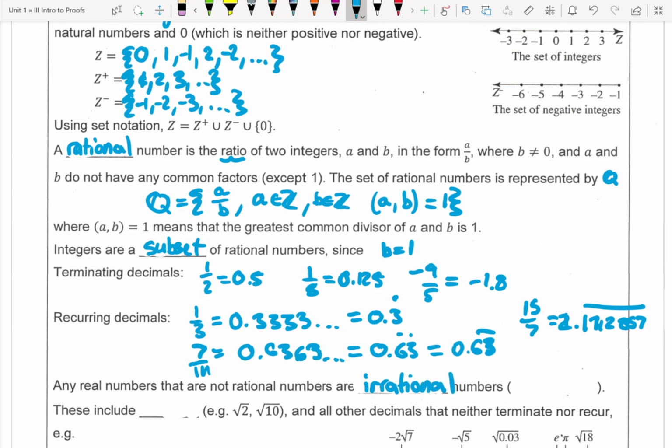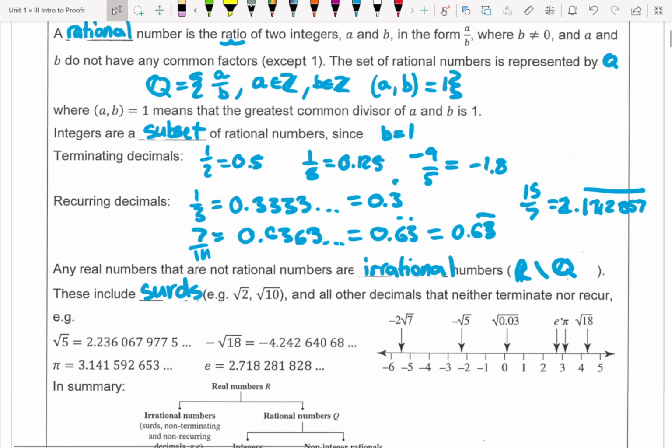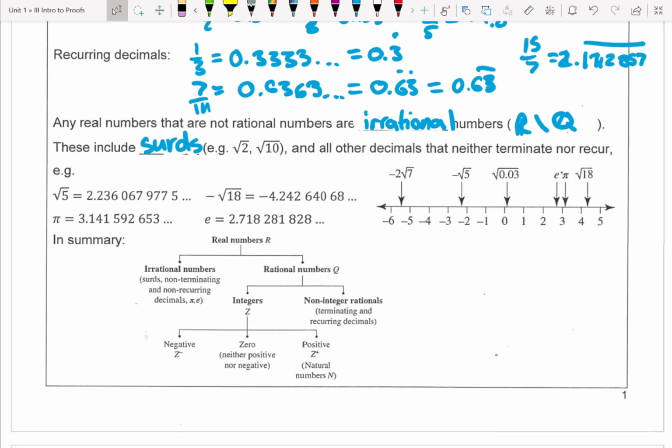Right. So any real numbers that are not rational numbers are irrational numbers. So irrational numbers are denoted as the real numbers that aren't rational numbers. So we call this R without Q, so real excluding the set of rational numbers. So these include surds, so they're your root 2, root 10, and all other decimals that neither terminate nor recur. Examples of this are root 5, negative root 18, pi, e. We can see they can be placed on the real number line, but they can't be expressed as a fraction.